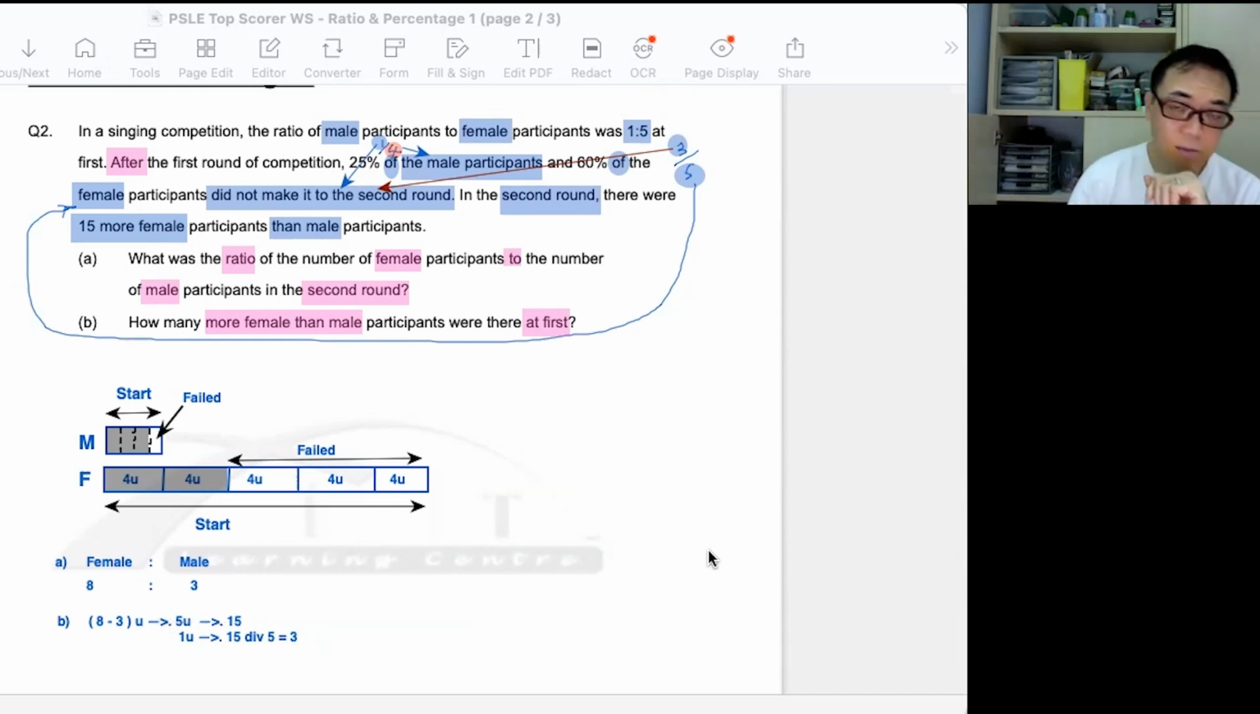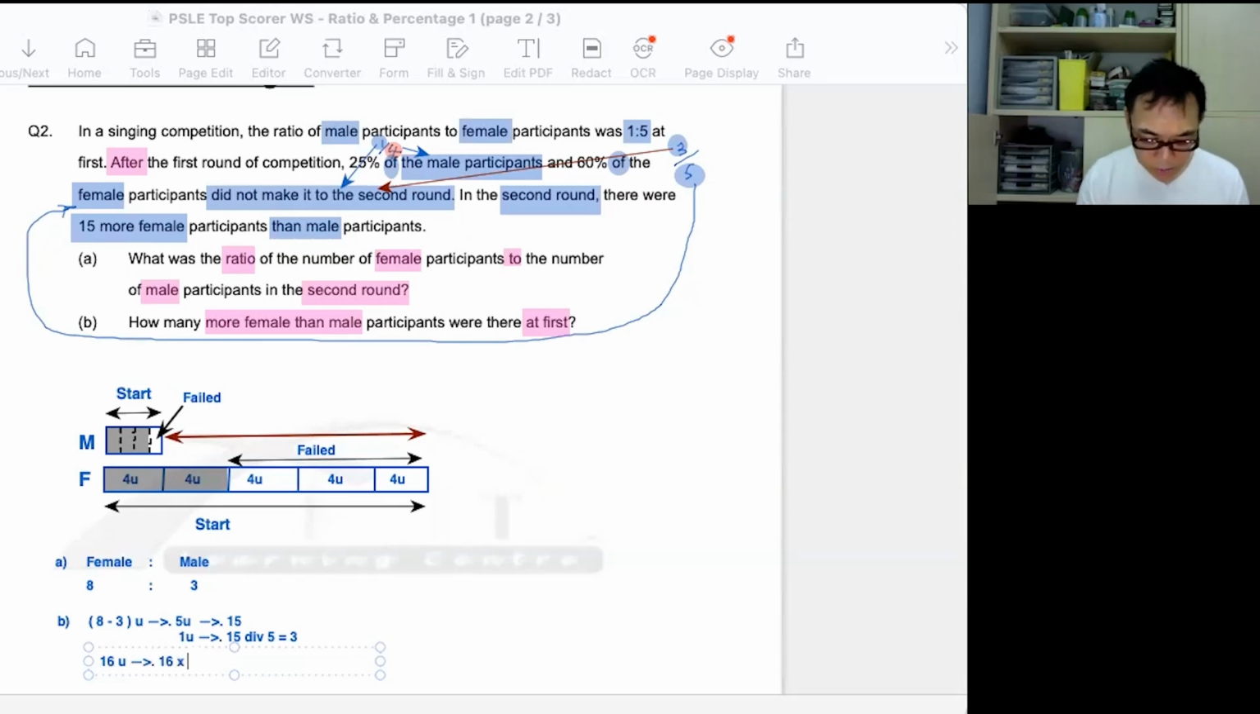Okay, so tell me how many more female than male were there at first? The difference is here. How many units is this? 16, is it? Okay, and we just found 1 unit, so what should I do now? 3 times 16, very good. So that's how you finish the question. Since there were 16 units of difference at first, I will take 16 times 3 to get 48. And that's your answer for B.